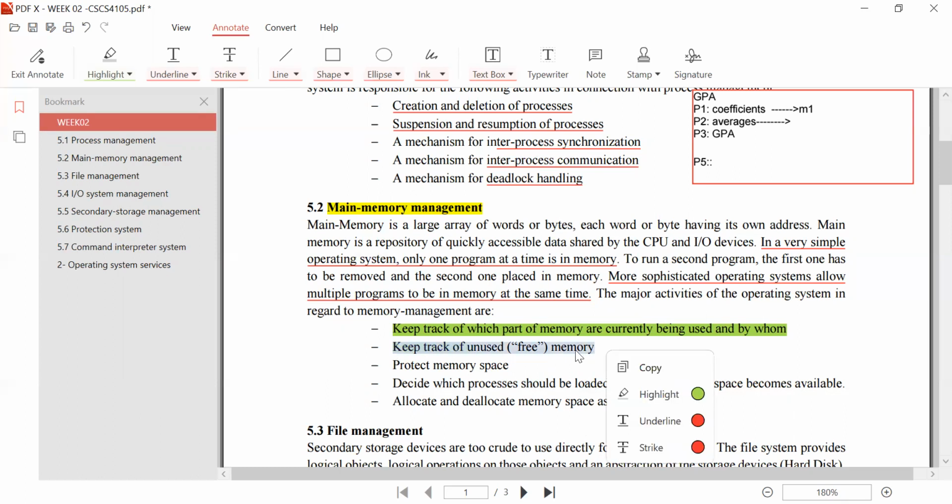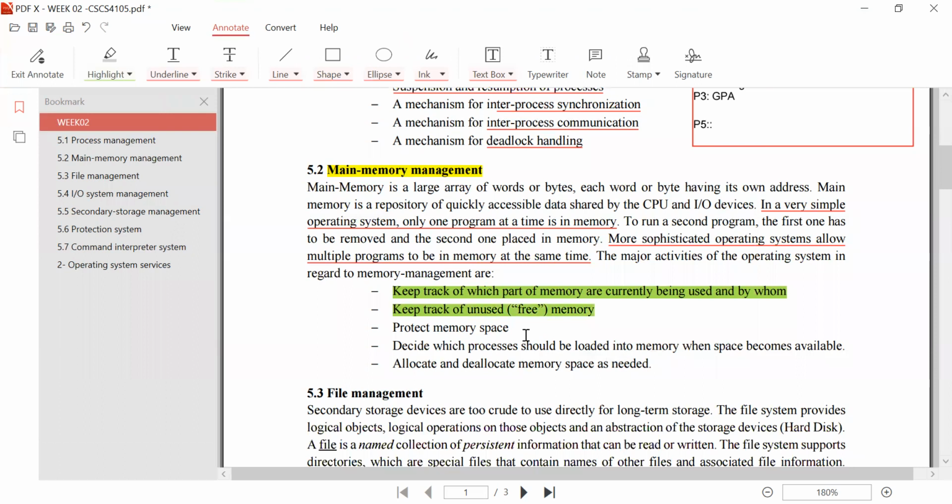If you should just knock at the door of the operating system at any time, the operating system will tell you which space in the memory is free, that is ready to be allocated. It also protects the memory space, like we have seen. If it has allocated a memory address, maybe address 1 to process P1, it needs to protect that space so that no other process will come and use it.